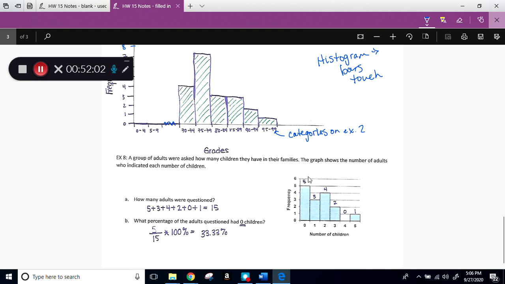So that would be 5 families out of the total of 15, and these are adults, a group of adults, 5 adults out of the 15, and multiply that by 100%. Or you can get your decimal and multiply it by 100, or move your decimal, and it's 33.33%. We would have told you where to round it and all of that. That looks like a repeating decimal. We would have told you where to round.